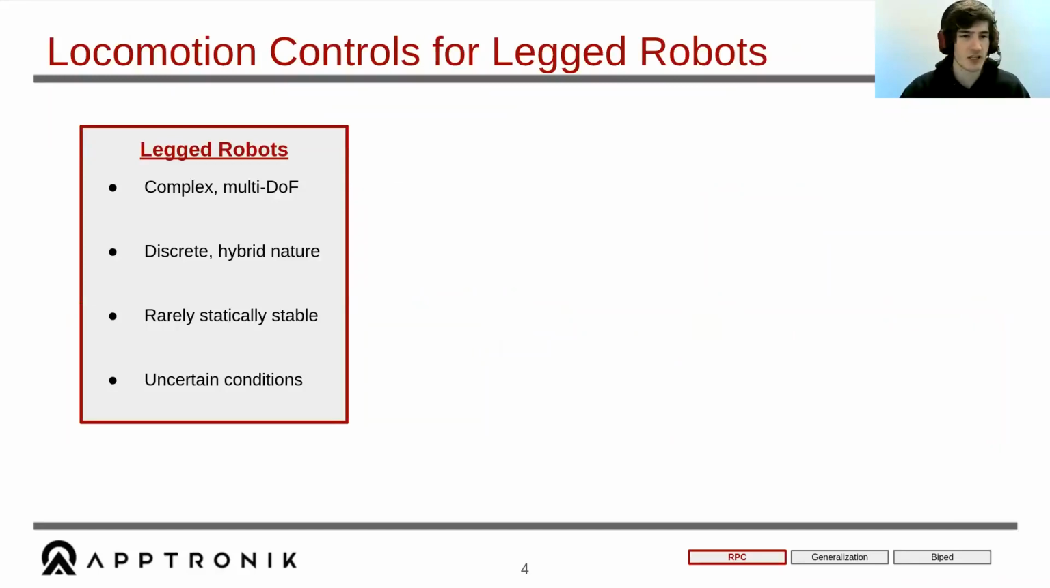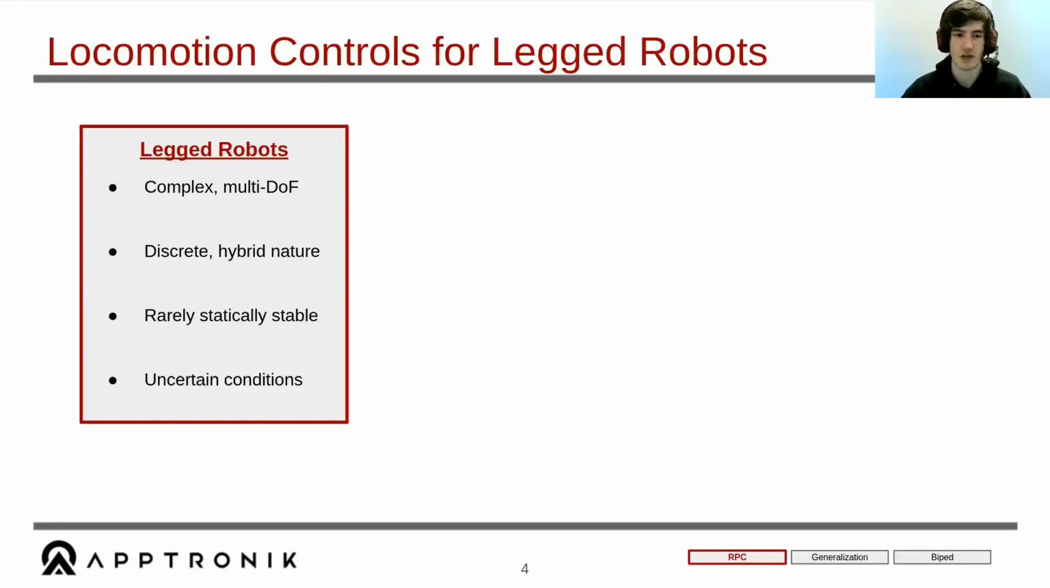So control for legged robots, I think, is a very challenging problem. Legged robots are complex, multi-degree of freedom systems. They have a discrete hybrid nature, so you're constantly coming in and out of contact. You gain and lose different control inputs as the robot picks up legs or puts them back down.